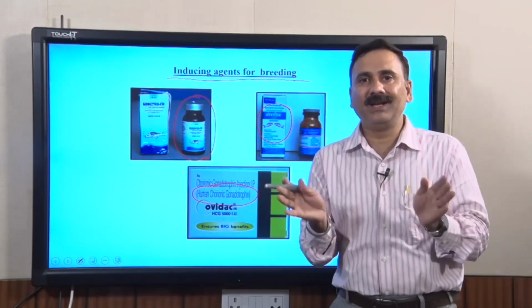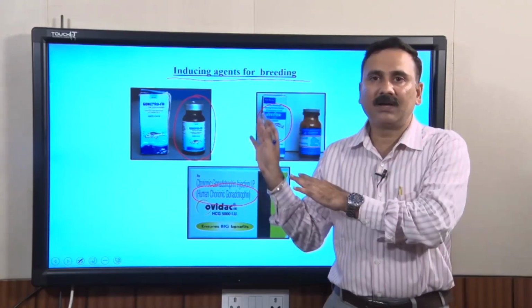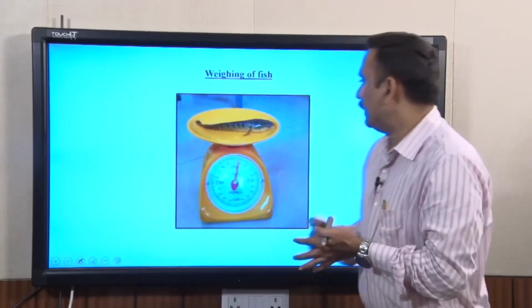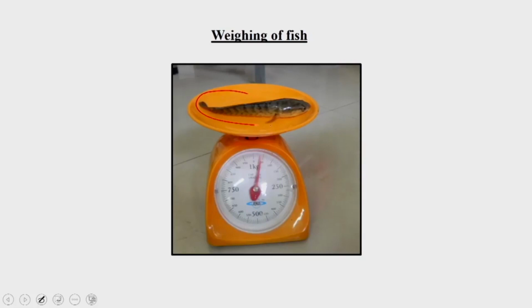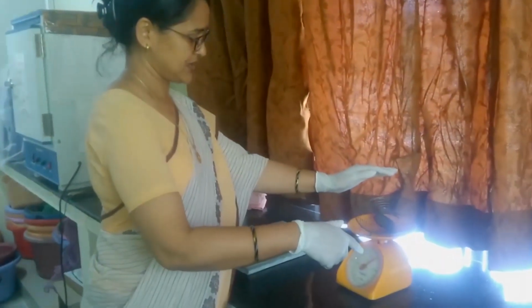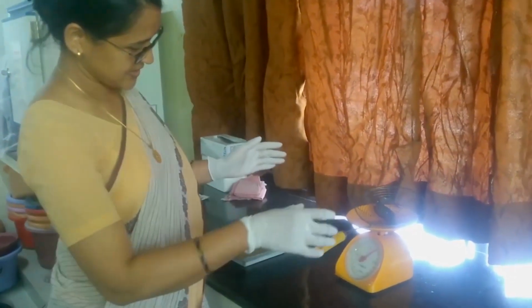So, now you have segregated the male and female, you can use the hormones. First you take out the fish and weigh it in a weighing balance. According to the weight you can give the dose for the hormones.